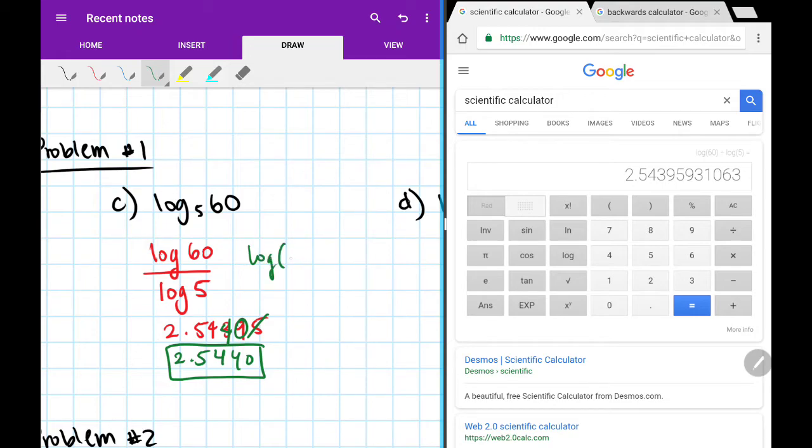You probably wrote log, open parentheses, 60, and then you hit division before closing the parentheses. So you need to go back, make sure you close those parentheses.